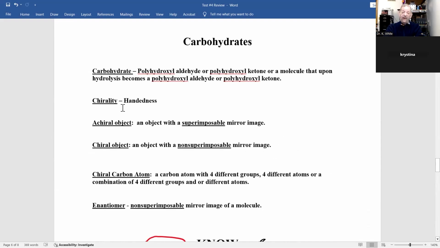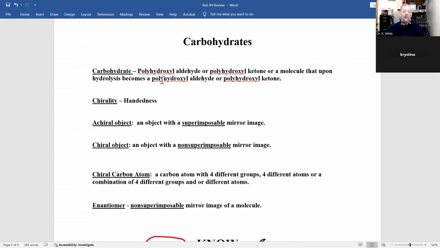First of all, what is a carbohydrate? It's a polyhydroxyl aldehyde. Now, poly means many, and hydroxyl group is OH, so it's an aldehyde with a lot of OH groups in it, or a polyhydroxyl ketone, or a molecule that upon hydrolysis becomes a polyhydroxyl aldehyde or ketone. Now, at this point, we have to talk about chirality.